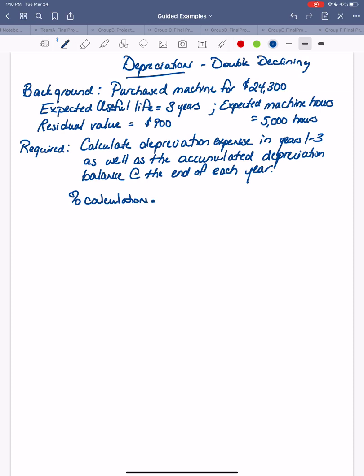If this were straight line, I would be doing 1/3 each year, right? Because we've got 3 years up here. That's the straight line. To convert it to double declining, all I need to do is change that 1 to a 2 and keep the numerator the same. So now I know I'm going to multiply the current net book value by 2/3. So remember this, we're always going to take the net book value times the percentage, and that's going to equal the depreciation expense.